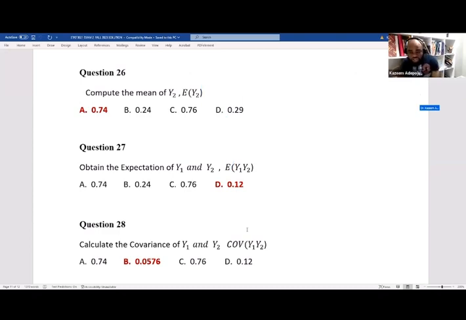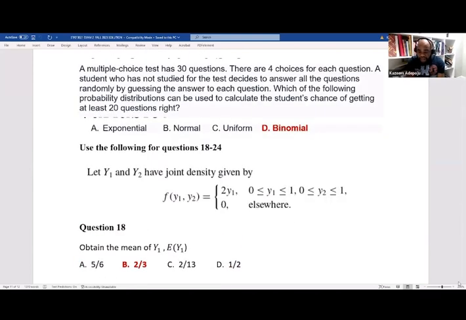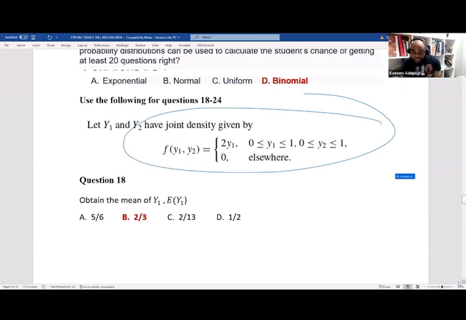Now I want to go into the calculus side. Please pay attention. In the calculus side, what if they give you a joint? Please, I need you to listen. They give you a joint right now, and they want you to find the expectation of y1, the expectation of y2, and the expectation of the product. The same thing that they want you to find in the discrete case.